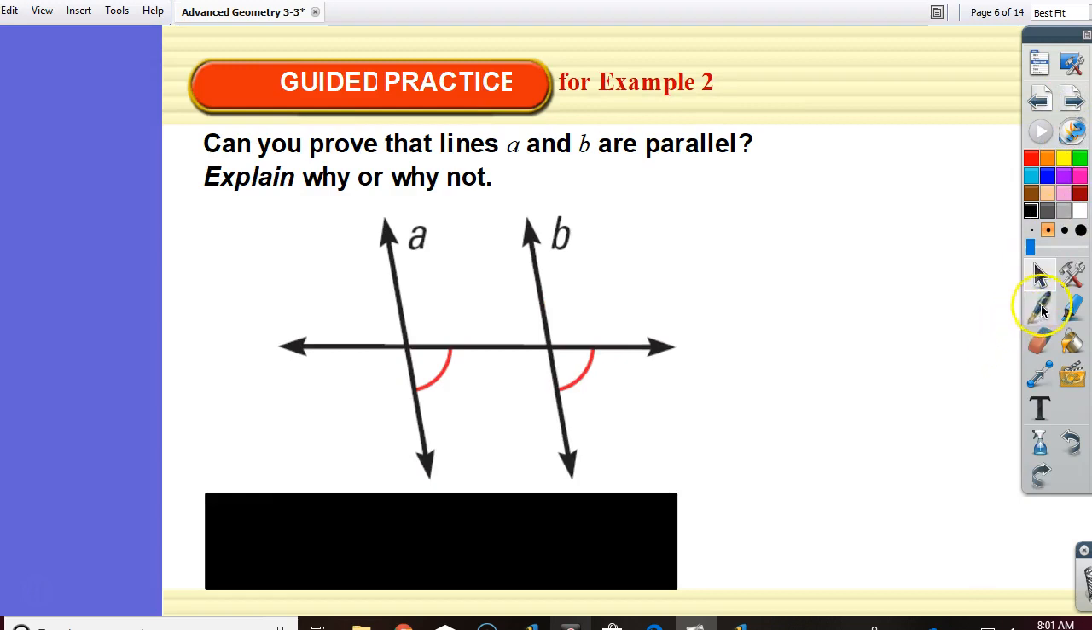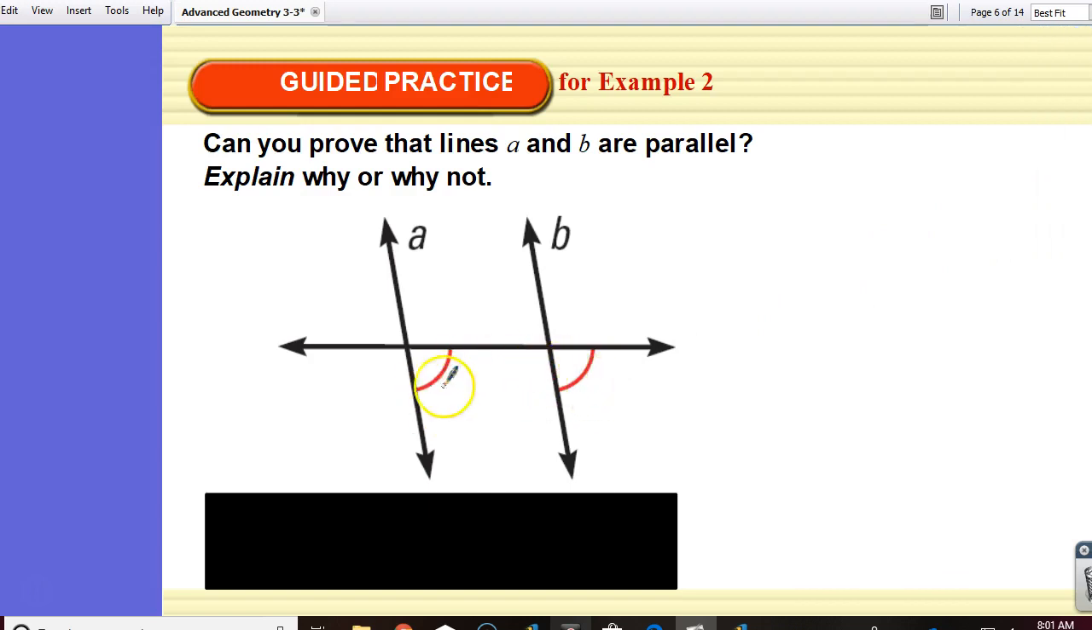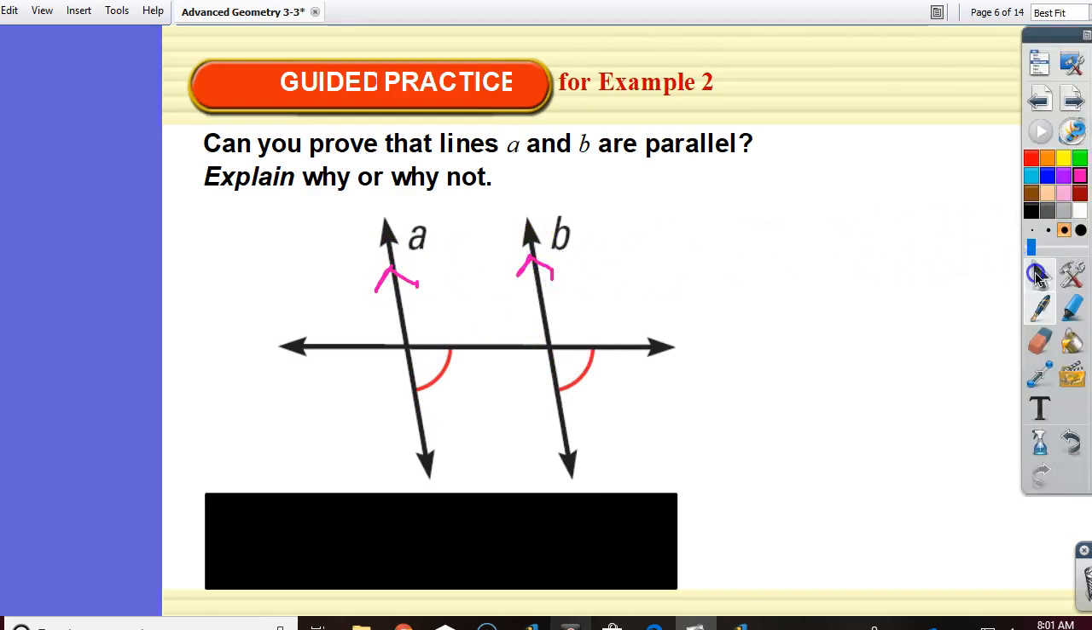Can we prove that they're parallel? What do we have here? Corresponding angles. If corresponding angles are congruent, then the lines are parallel. Corresponding angles converse.